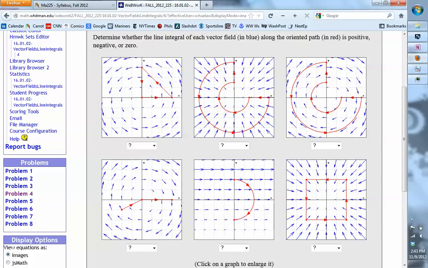This guy? I would agree with that. What's your argument for positive? Because the vectors in the upper segment are longer, so they're doing more work in that direction. Yeah, so I'm getting positive work up here and negative work down here. There's a lot of symmetry here, but these vectors are bigger up here than they are down below. Good. The last one. 0.